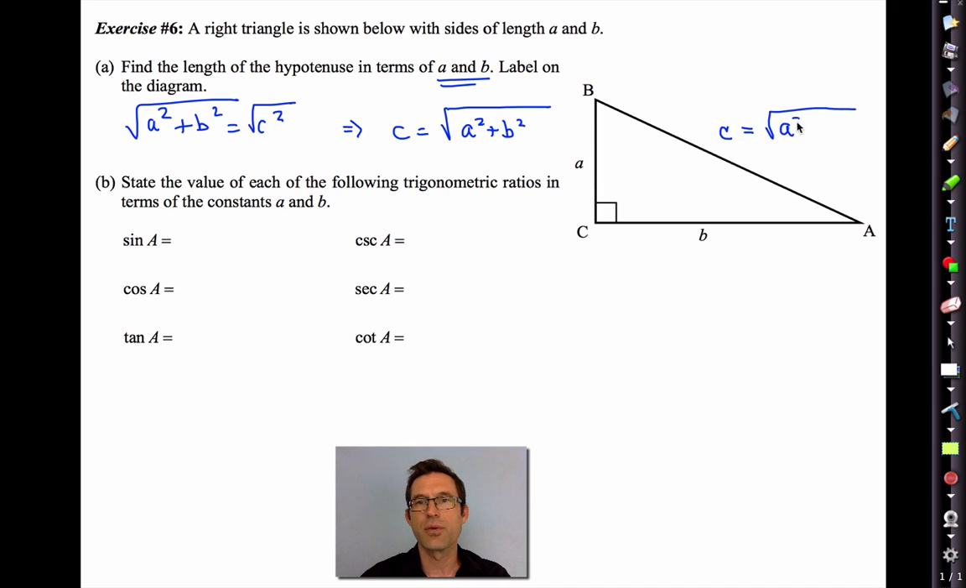Do not distribute that square root. Don't tell me that C is A plus B. That violates the triangle inequality from last year, so don't do it. Now what we're going to do is we're going to write out every one of those ratios in terms of the constants A and B. So what I'd like you to do is take a shot at this right now.